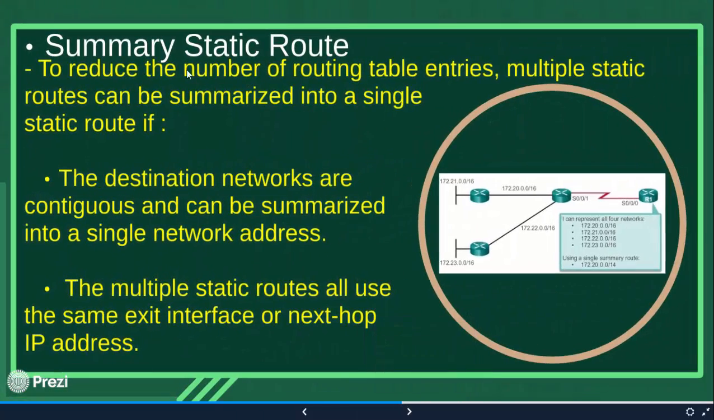Summary static route. To reduce the number of routing table entries, multiple static routes can be summarized into a single static route if the destination networks are contiguous and can be summarized into a single network address, and the multiple static routes all use the same exit interface or next hop IP address.